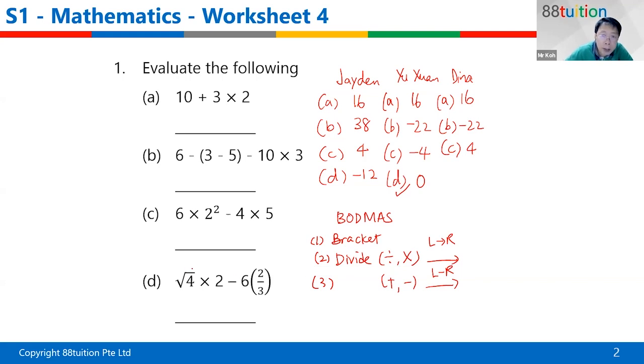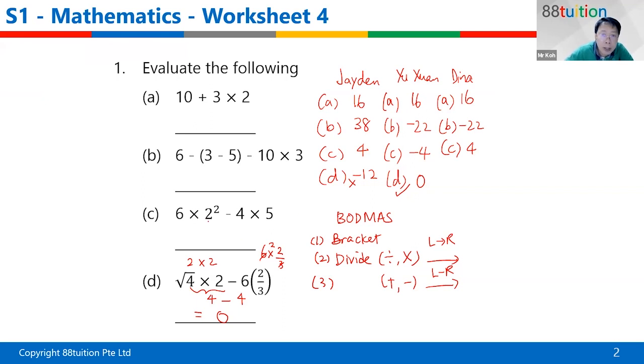So if we were to do that, then square root of 4 is actually 2. So 2 times 2 gives you 4. So we do that first. Now, there's a bracket with a 6 in front. This is 6 times 2 thirds. So what is 6 times 2 thirds? You cancel the 3, so that gives you 4. So 4 minus 4 gives you 0. So the answer is 0. Okay? All right, so you see for C, I have two different answers. Is it 4? Is it minus 4?